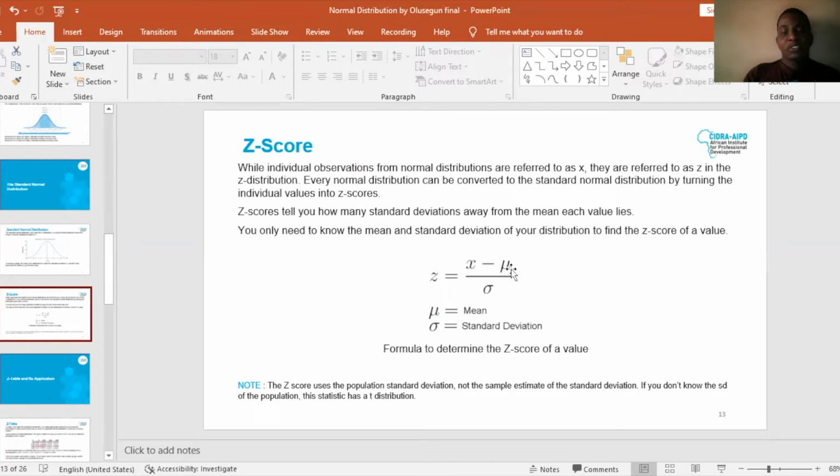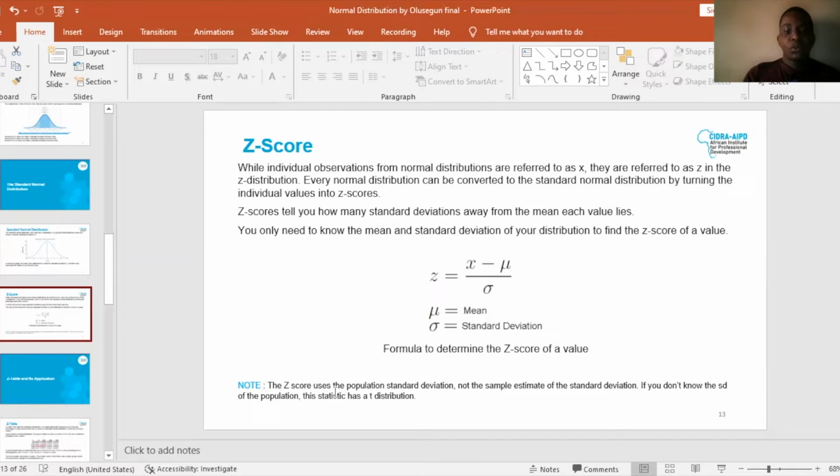I hope I get my pronunciation correctly, but this mean they call mu, while I think this one is called rho, is Latin Greek, if I'm not mistaken. So X minus the mean over the standard deviation will give you the Z-score for any individual value in a normal distribution.